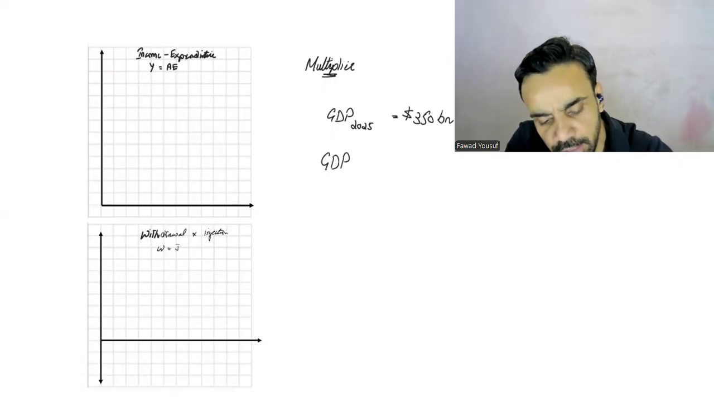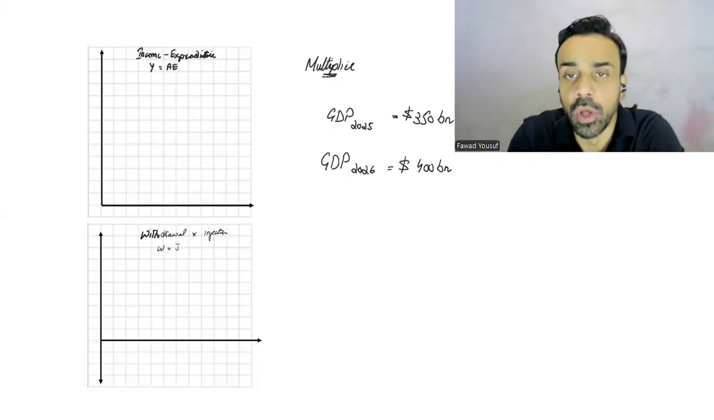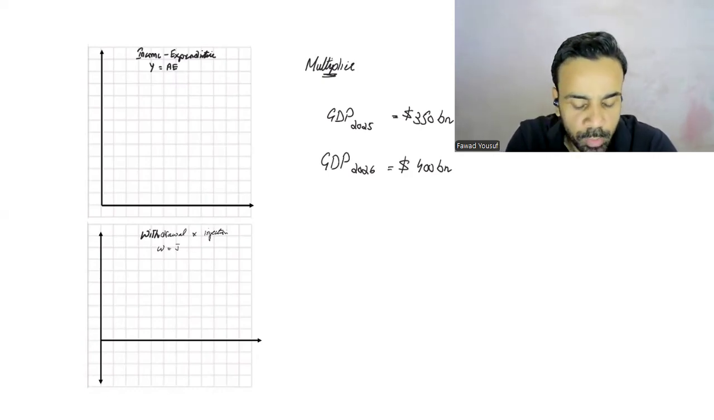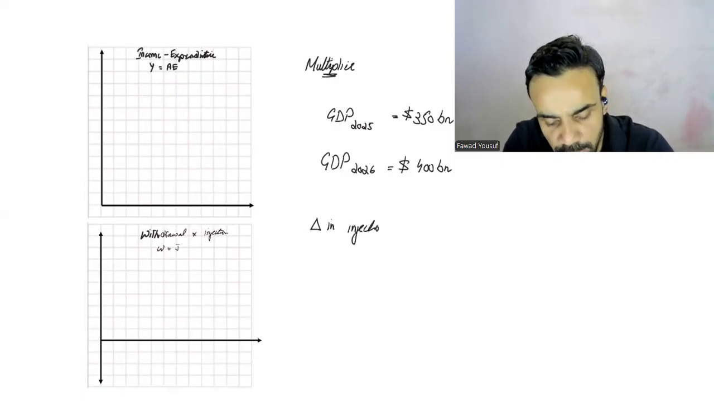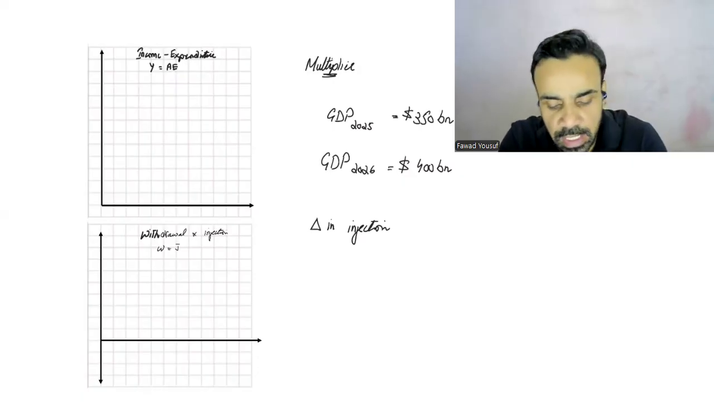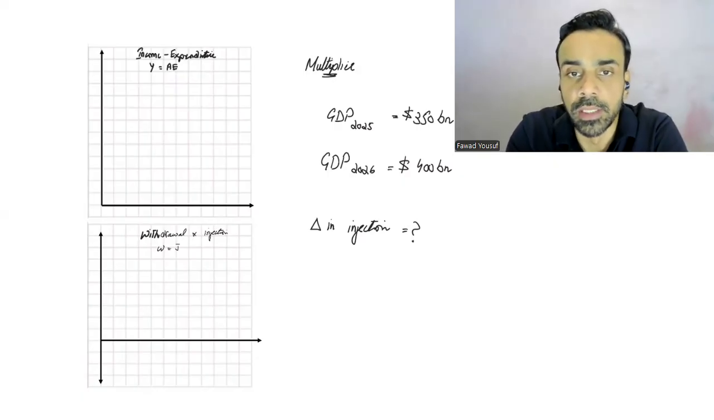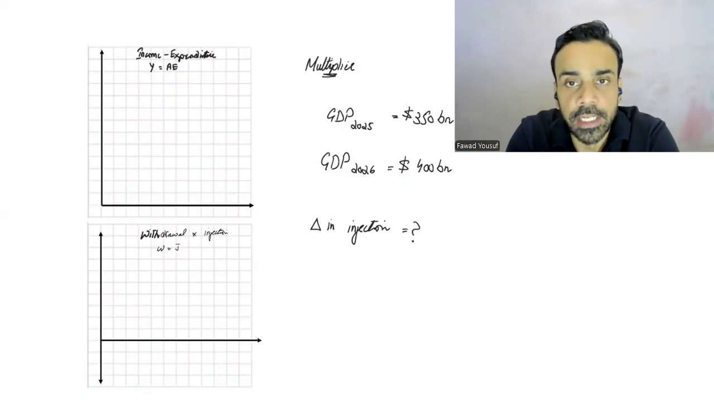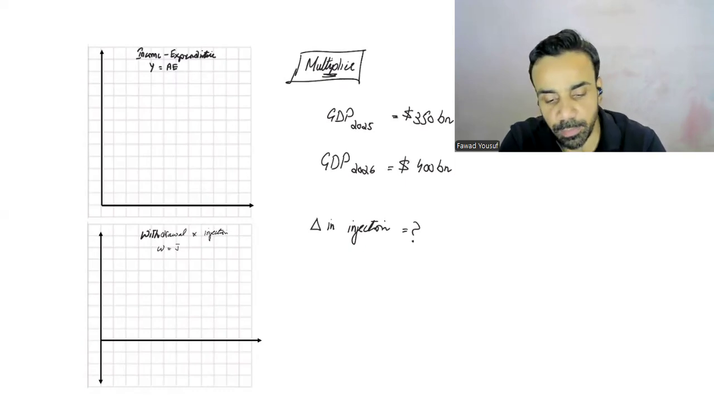So the question becomes: if we want 2026 to end with, let's say, $400 billion, then how much money, how much change in injection, should we inject in the economy such that the economy grows to become a $400 billion economy? The government has to figure out how to do this. So for that, the concept of multiplier becomes important.